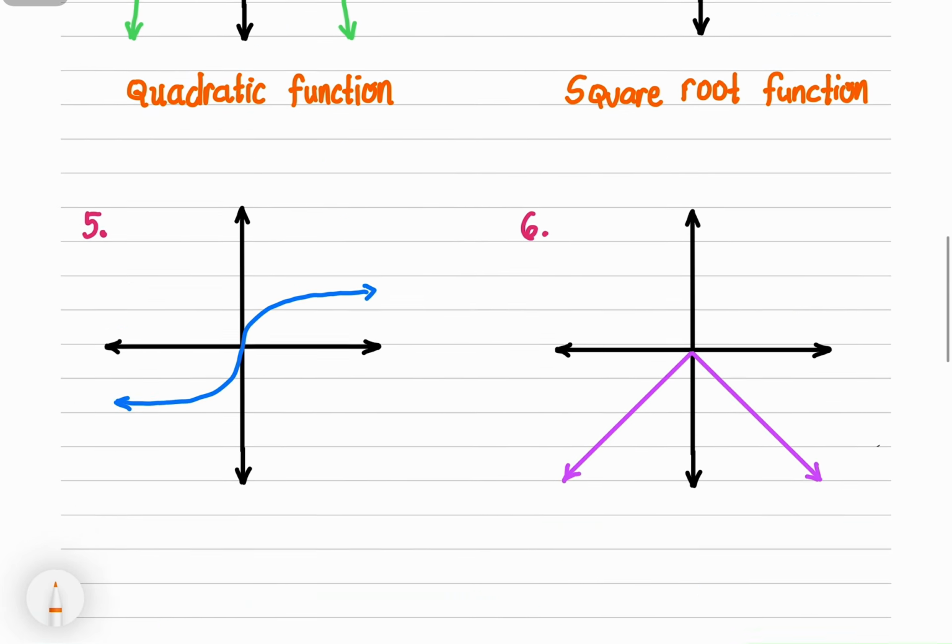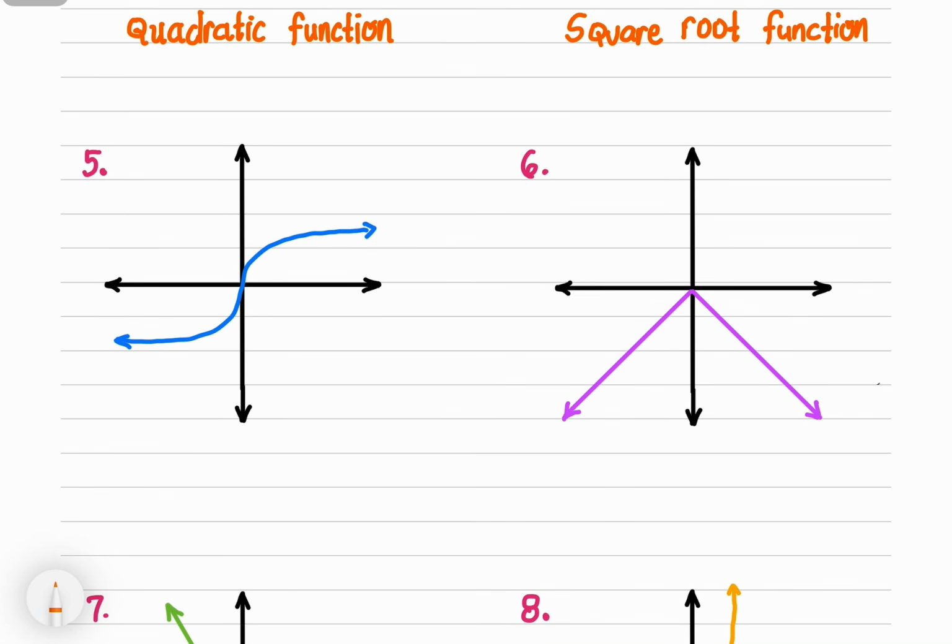And then, we have number 5 graph. So, let's determine kung ano ito. Very good. This is cube root function. Okay? So, let me write muna. Cube root function. Okay, so what do we know about cube root function?